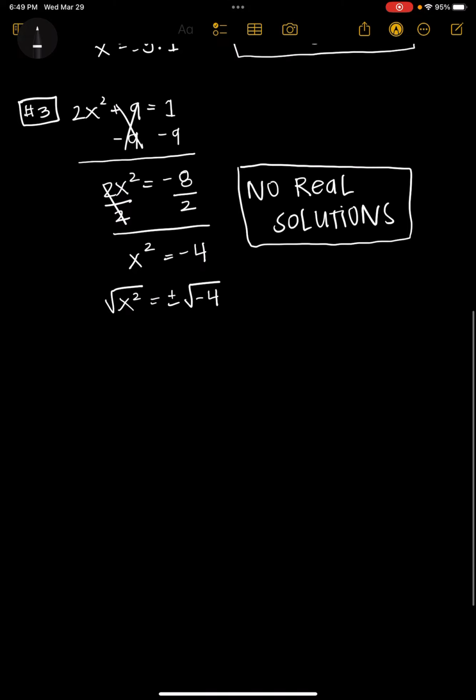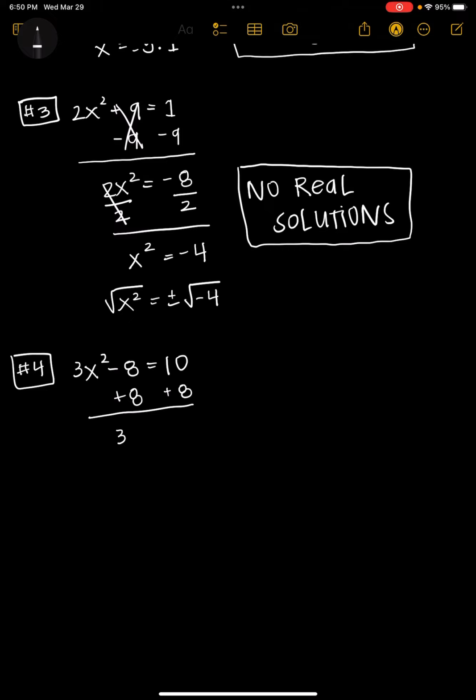Perfect. Okay, and then the last example is 3x squared minus 8 is equal to 10. So once again, we want to get the x squared by itself. I'm going to move the 3 and the 8. First, I'm going to move the 8 by adding it to each side. So we're just left with 3x squared because the 8's cancel out, equals 10 plus 8, which is 18. Then to get rid of the 3, we're going to divide each side by 3. We're left with x squared, the 3's cancel out, is equal to 18 divided by 3, which is 6.